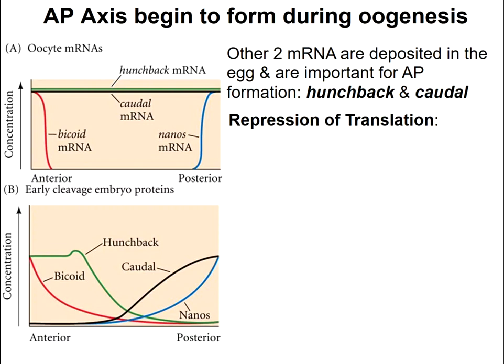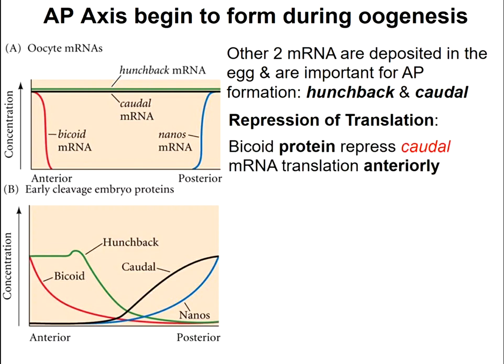Well, it is because of a process called repression of translation. Bicoid protein, which you remember is produced mostly anteriorly because the mRNA is concentrated anteriorly, represses the translation of caudal mRNA. So caudal mRNA cannot be translated into caudal protein anteriorly where we have a lot of bicoid protein. And it can only be translated into caudal protein in a posterior position where we don't have much bicoid protein.